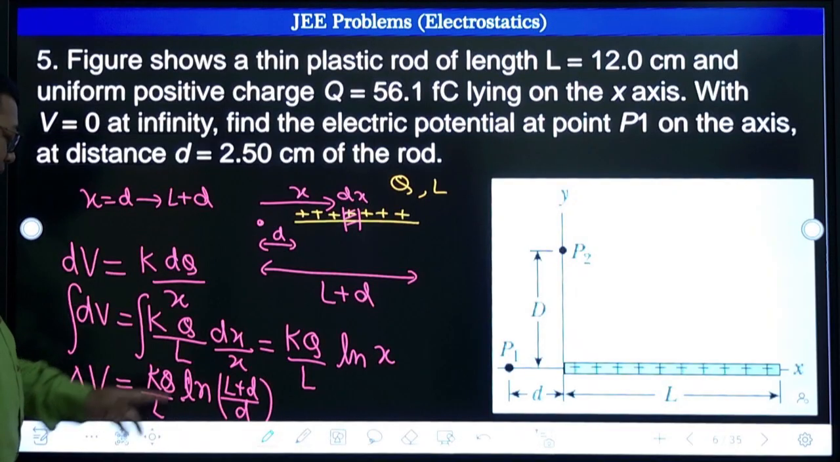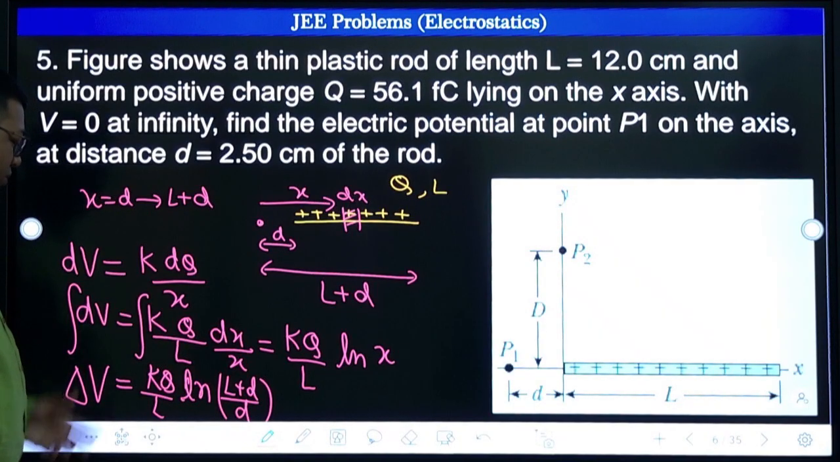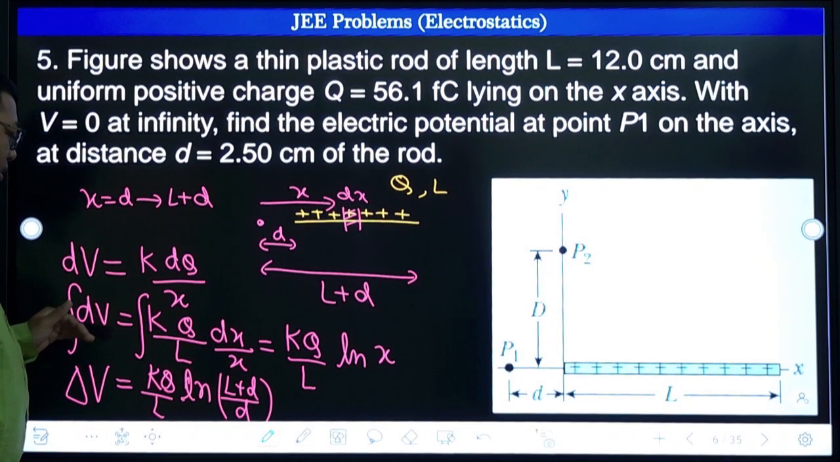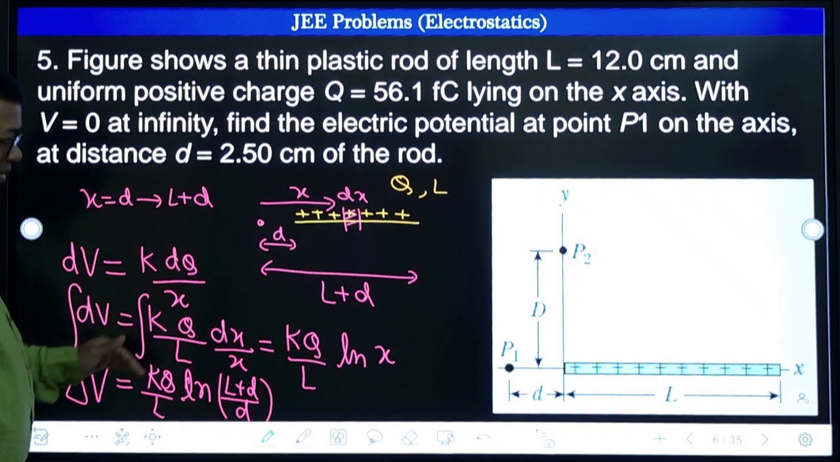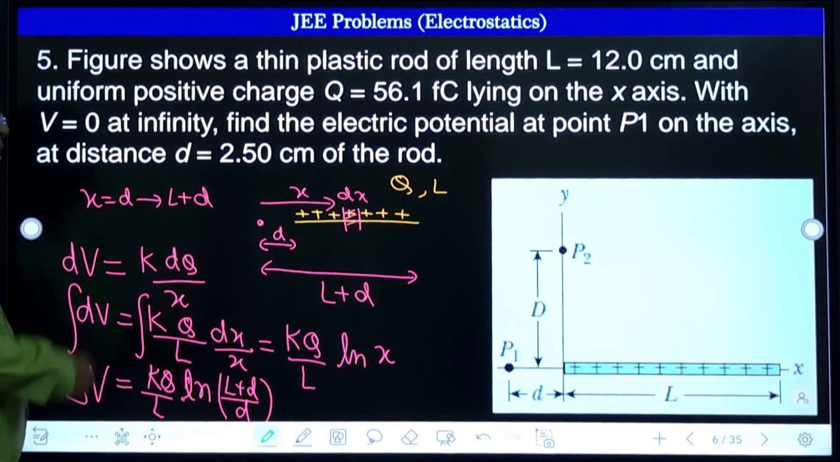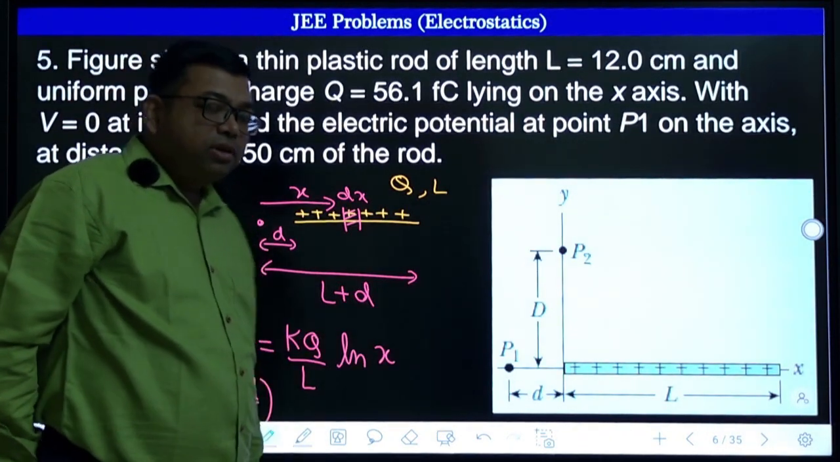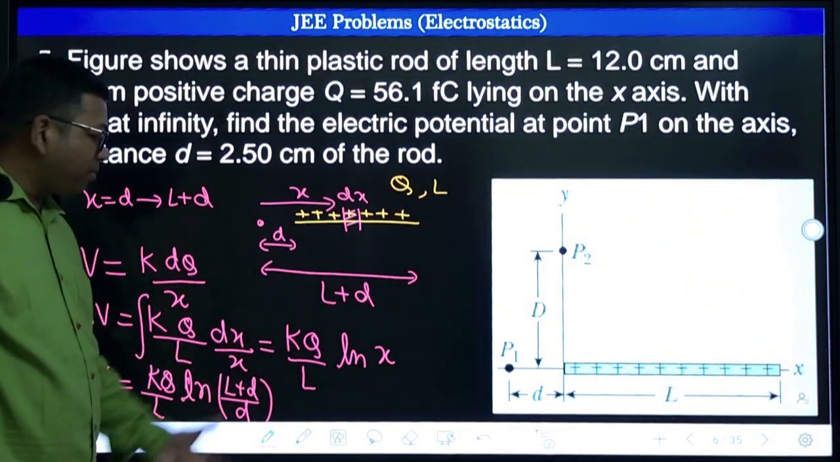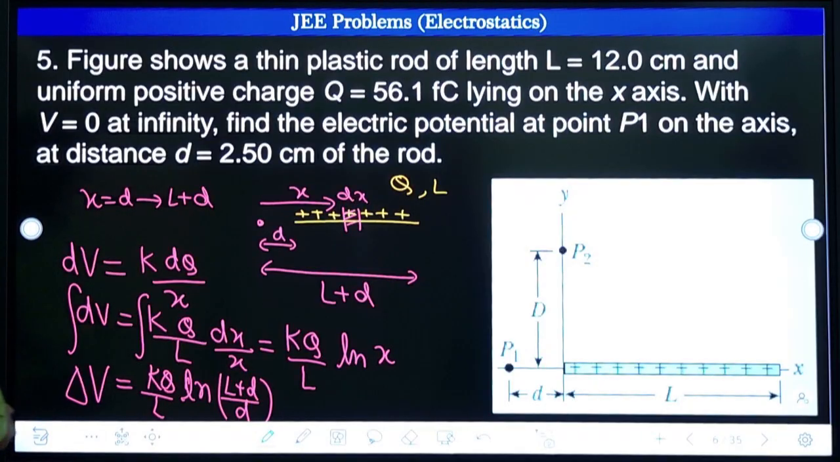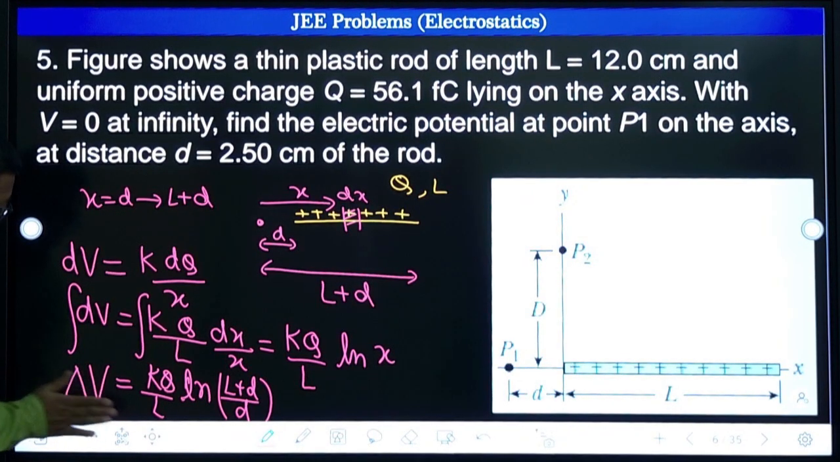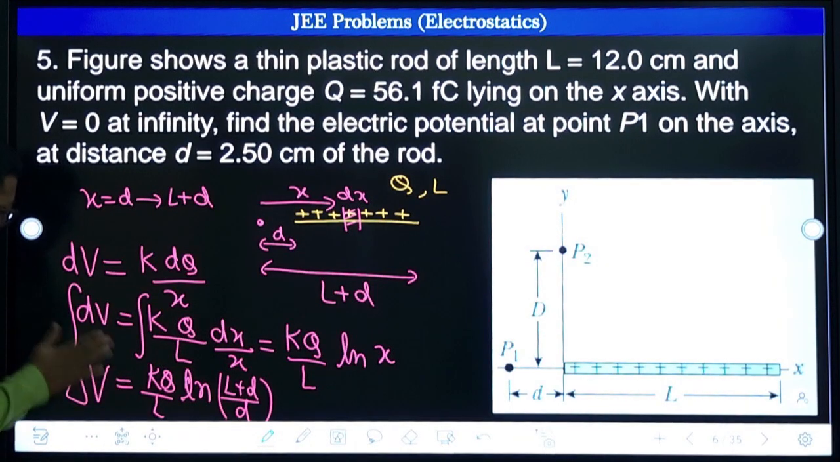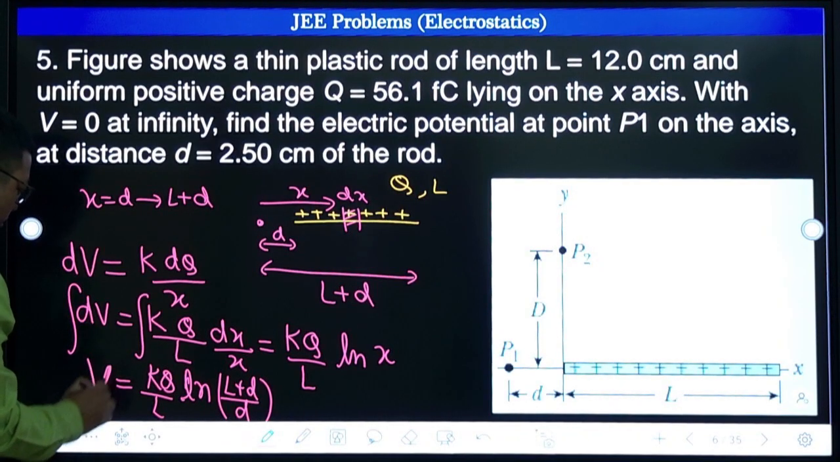What will be these values? We can substitute that. Also note that there may be confusion here: on this side, are we calculating a potential difference, and on this side we are taking the x variation? So what are we actually doing here? We are calculating the potential at this point. This represents the potential at that point, not a difference. This is the potential.